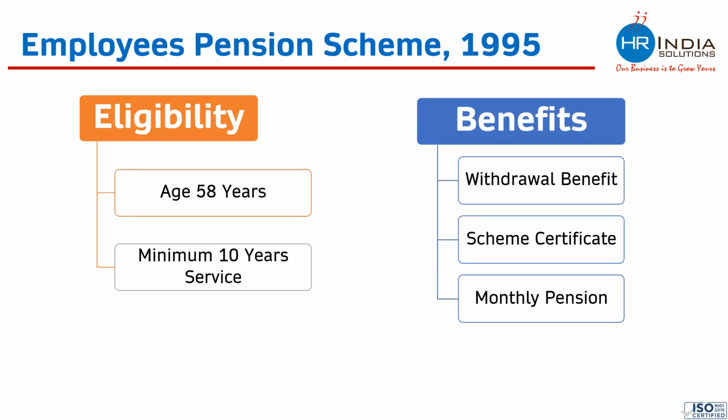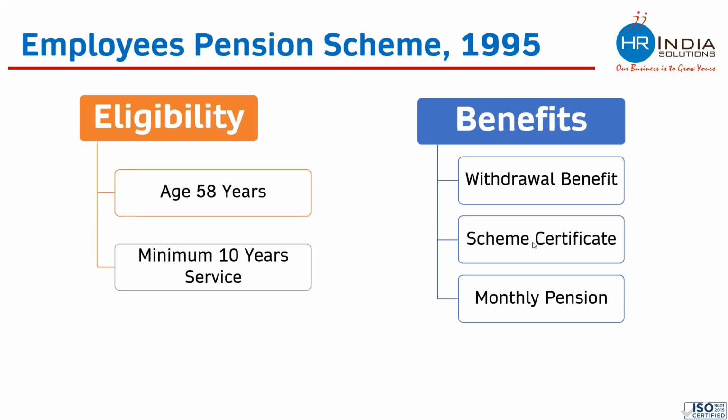But nowadays it is not the case. We do not apply for the scheme certificate because UAN is there, right? Even if you do not apply for the scheme certificate and you have not withdrawn your pension fund, if you join any other new company and your UAN is linked with that new company, that entire fund can be transferred to your new company, right? But earlier it was not the case. So at that time, people used to apply for this scheme certificate.